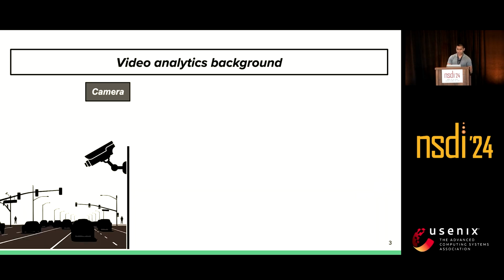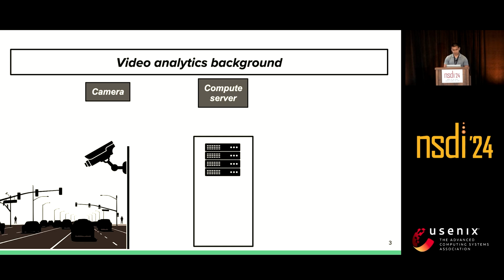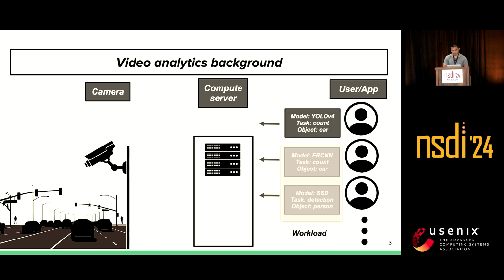In a video analytics pipeline, you typically have a camera that's deployed in a region of interest, and you also have a backend compute server. Users and applications register queries with the compute server to answer questions they may have about the scene. Each query consists of a model, a task, and an object. For example, a user may want to use the YOLO v4 object detection model to know how many cars are in the scene. We call a set of queries a workload.